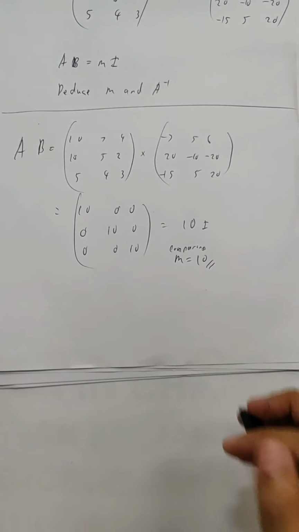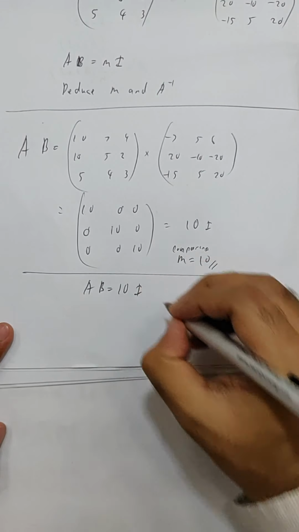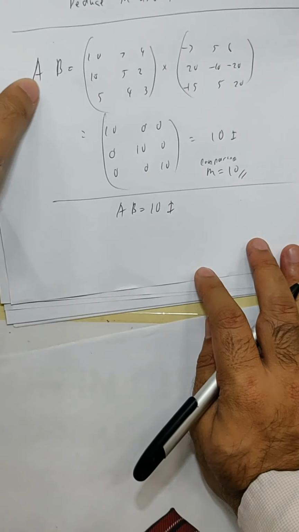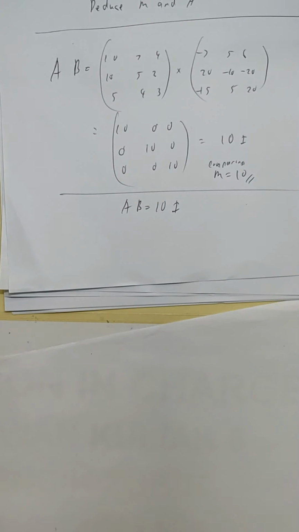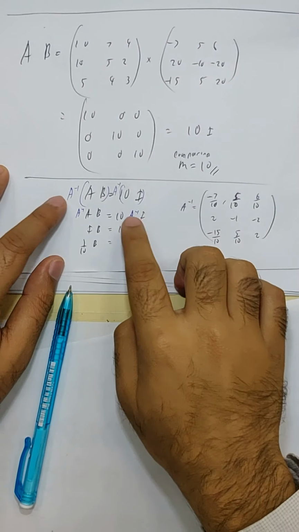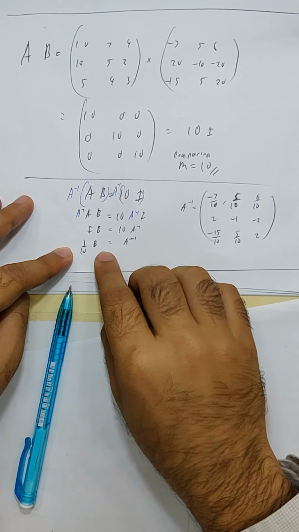So once you get yourself that AB right now is equals to what? AB equals to 10I. Find me A inverse. How do you find A inverse? Should we use adjoint? Why not? You got an equation. So if you got equation, you need to use properties. Good luck. So what you need to do is just multiply the A inverse and then rearrange them. You should get yourself A inverse is 1 over 10 B.